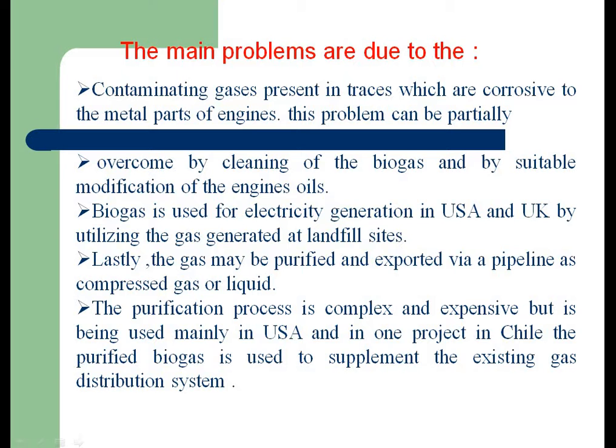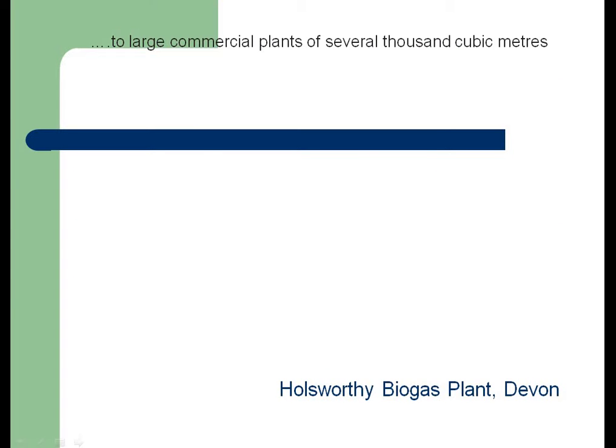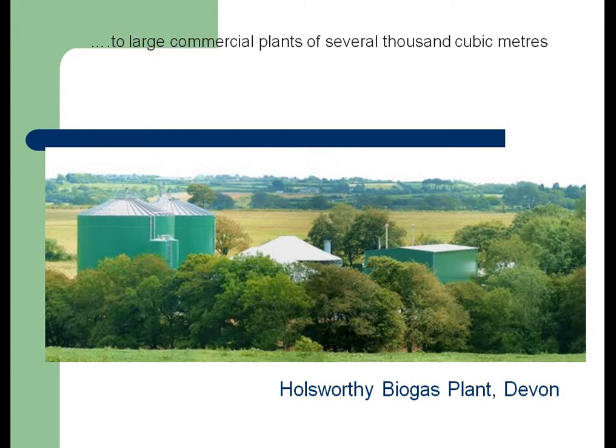Lastly, the gas may be purified and exported via a pipeline as compressed gas or a liquid. The purification process is complex and expensive, but it is being used mainly in USA and in one project in Chile. The purified biogas is used to supplement the existing gas distribution system. So it is produced in large commercial plants of several thousand cubic meters.